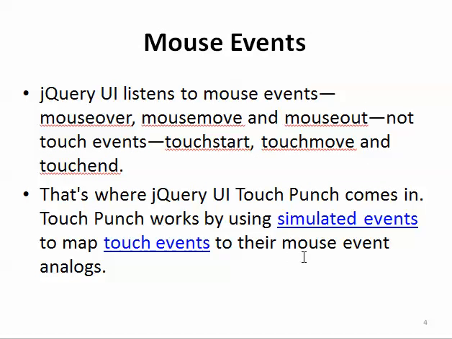The mouse events are, for example, the ones listed here: mouse over, mouse out, click and so on. And it does not consider the touch events that we use on mobile devices. So then jQuery UI Touch Punch comes with a way of simulating those events with their counterpart mouse events.